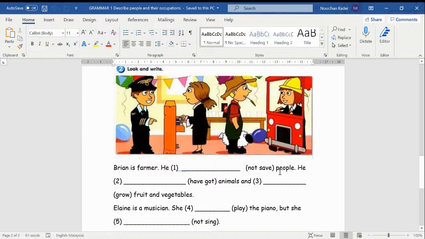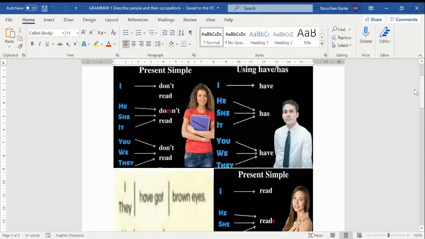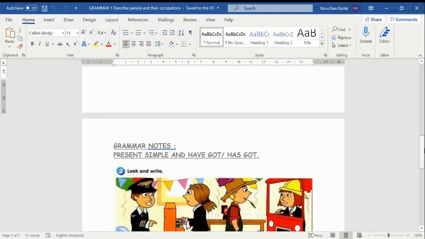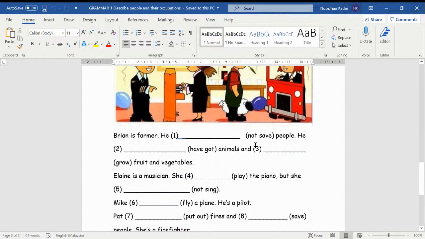He dash not save people. Okay, when there is a pronoun here, of course a pronoun is actually a subject. Then it has to be continued with a verb. And this verb is actually present tense, the one I showed you just now up here, present simple tense. But the problem is here in the bracket is given here not save. This word not actually tells you it is a negative form.